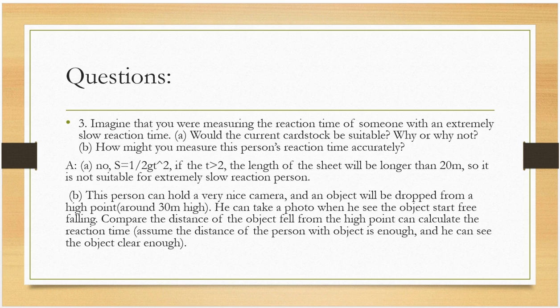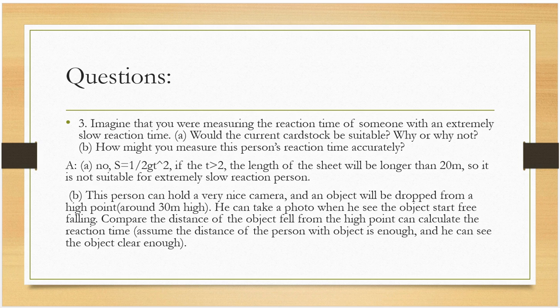Question number 3. Imagine that you are measuring the reaction time of someone with an extremely slow reaction time. Would the current card stock be suitable? Why or why not? The answer is no. From the equation, we can do the math. The length of the sheet would be longer than 20 meters, which is impossible. So it is not suitable for an extremely slow person.